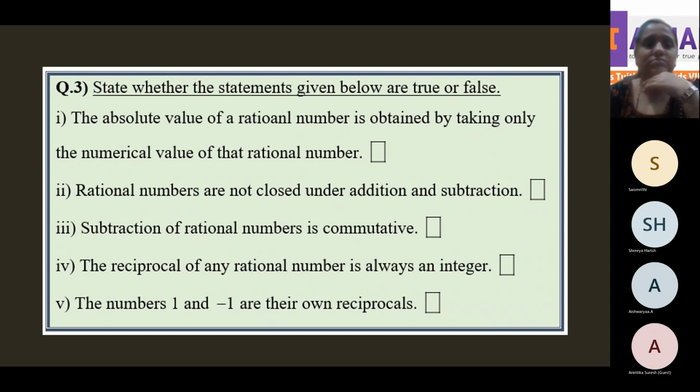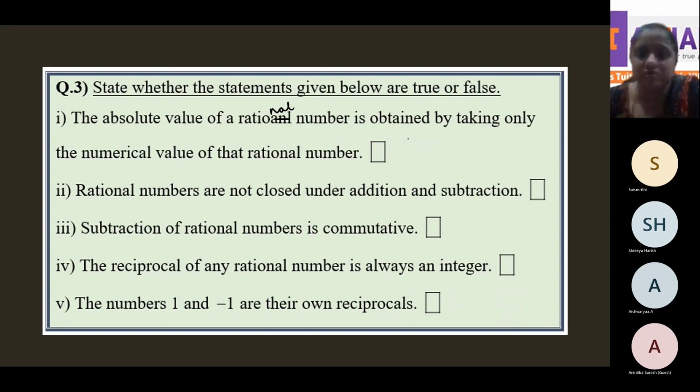Aishwarya, first one. Yes, ma'am. The absolute value of a rational number is obtained by taking only the numerical value of the rational number. Have you come across this term, absolute value? I'm not able to understand the question.